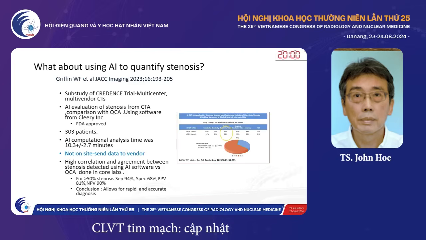What about using AI to quantify stenosis? In this study that was published last year, which was multi-center, multi-vendor, using the CT scanners of the 4 main vendors, AI software was compared to QCA using software from a company called Cleerly, which has FDA approval, and you can see the analysis time was very short, and there was high agreement between the stenosis detected using the software versus QCA done in the cath lab.